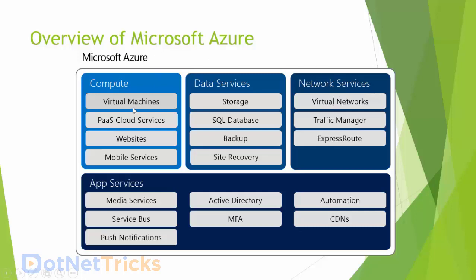And to run the virtual machine, we use the storage capabilities. To back up our database, they give backup options. All these functionalities they are providing, and they divide into multiple brackets, which include compute, data services, network services. Some of the services within Azure can be categorized as infrastructure. Some of them are platform.